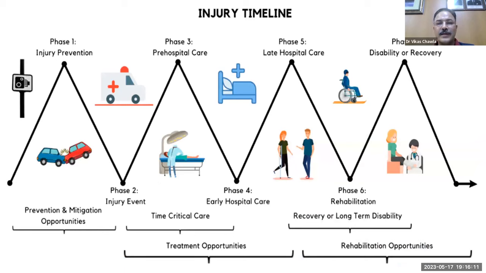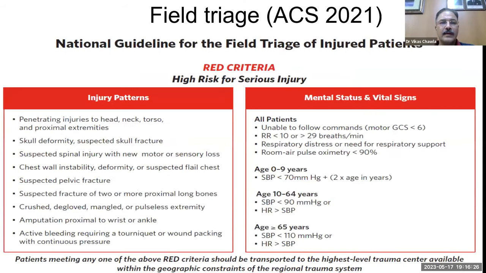Trauma, as we all know, is a continuum of care starting from injury prevention up to disability or recovery. But what we are interested in is that time is critical during pre-hospital care, which is phase 3 in the slide. The American College of Surgeons came up with the field triage guidelines in 2021. It has red criteria patients and yellow criteria patients. The red criteria patients are determined by anatomy and physiology. This is downloadable, so I'll not spend extensive time on it. In the anatomy part, that is injury patterns, the few things I can highlight are penetrating injuries to the head, neck, torso, and proximal extremities, skull deformity, suspected skull fracture, and crushed, degloved, mangled, or pulseless extremity.